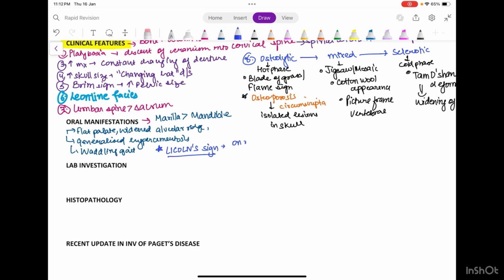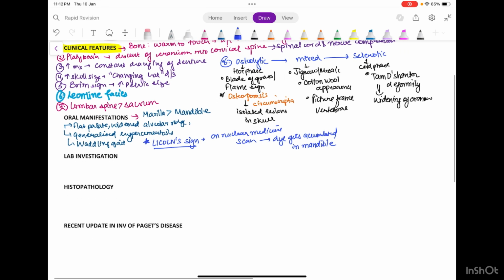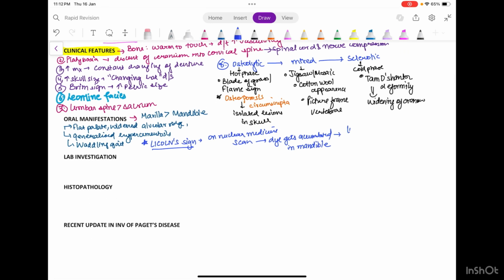What happens is, on nuclear medicine scan, the dye gets accumulated in the mandible, giving a sign that looks like the beard of Abraham Lincoln. All right.